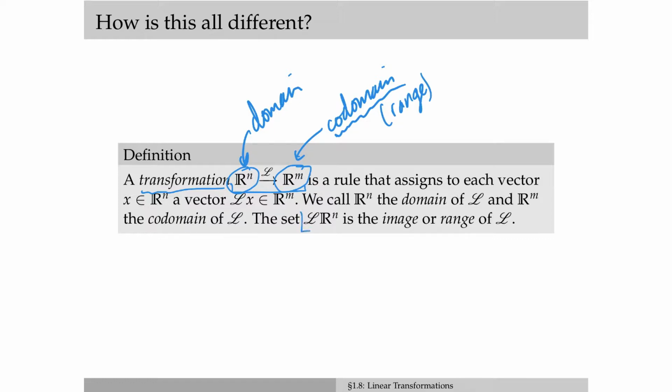The set L(Rn) is what we call the image. Now, this is where I say it might be confusing. Some people call it the range. I will call it the image. That's the standard terminology right now.